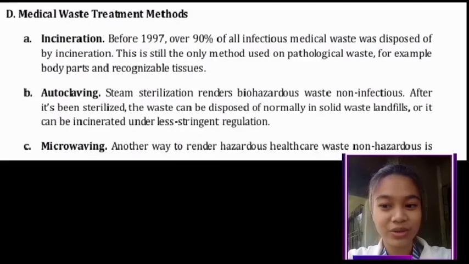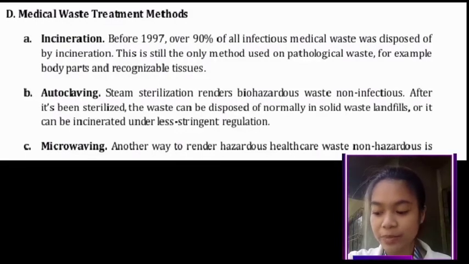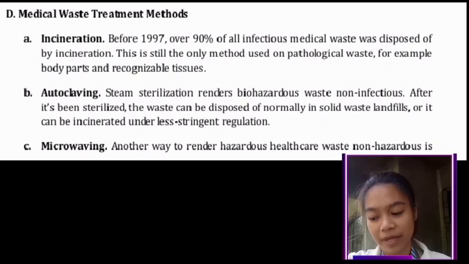Sa medical waste treatment methods naman, meron tayong incineration, autoclaving, microwaving, chemical, and biological. Sa incineration o yung pagsusunog, before 1997 na higit 90% ng mga infectious waste ay dinidispose sa pamamagitan ng pagsunog nito. Ito pa rin ay nananatiling paraan sa mga pathological waste tulad ng body parts and recognizable tissues.